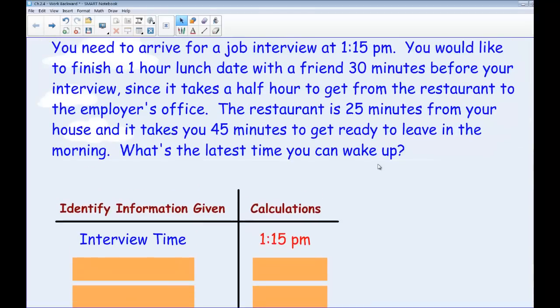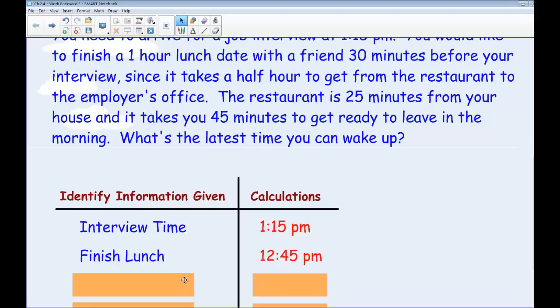I'm just scrolling back up to the question itself. It says you would like to finish a 1-hour lunch date with a friend 30 minutes before the interview time. So the lunch would be finished 30 minutes before the interview time, which brings it back to 12:45, which means lunch would start 1 hour before that. So backtracking the clock brings me to 11:45 a.m.